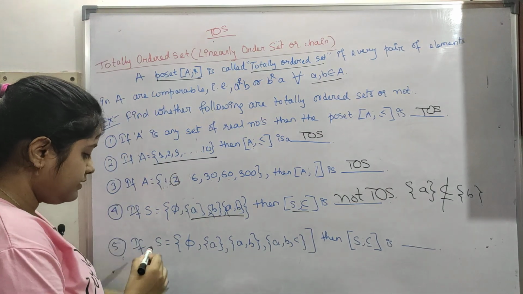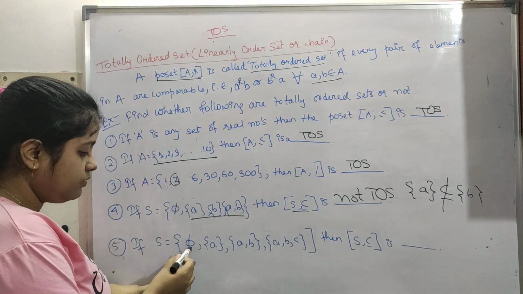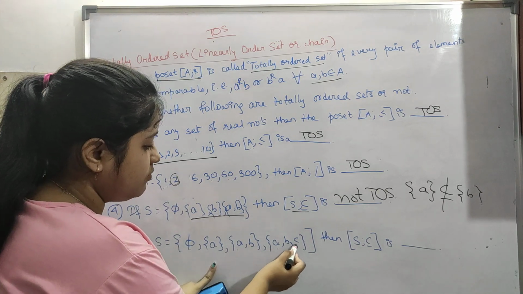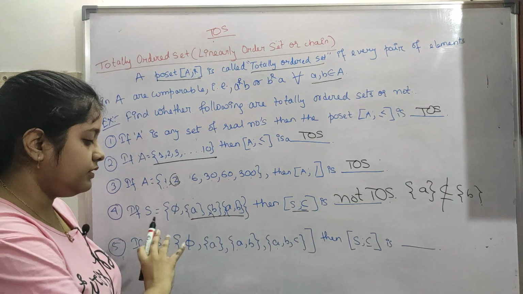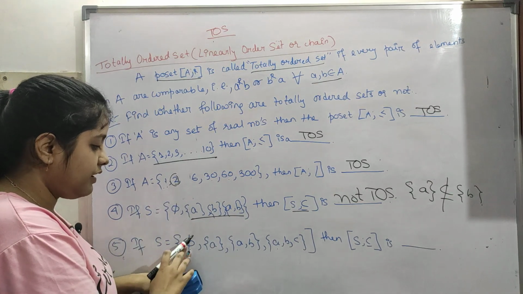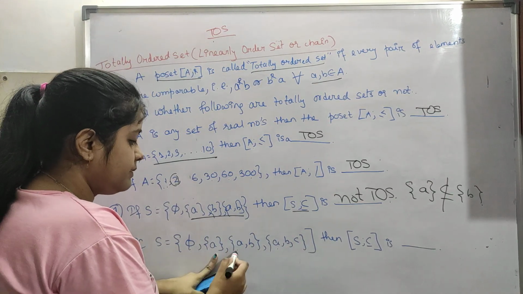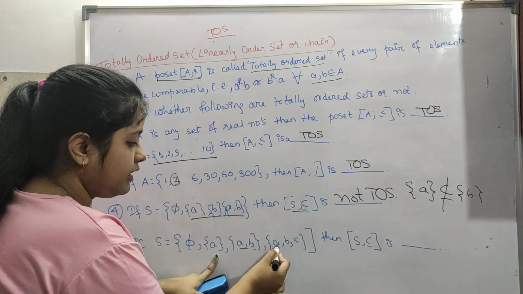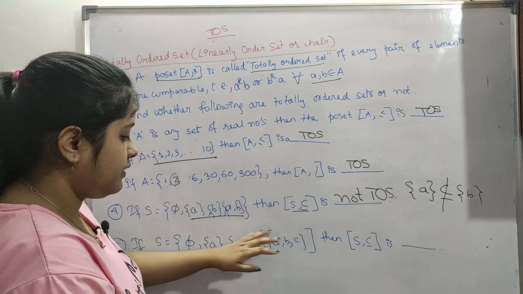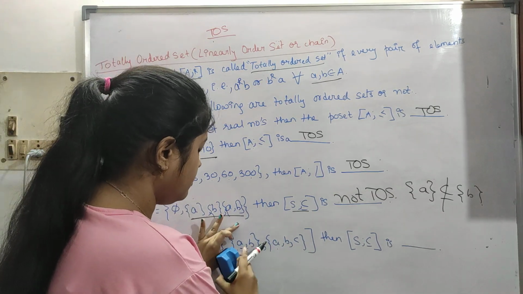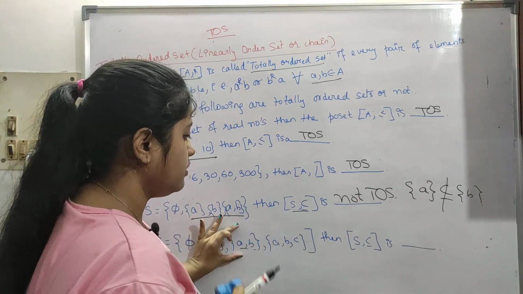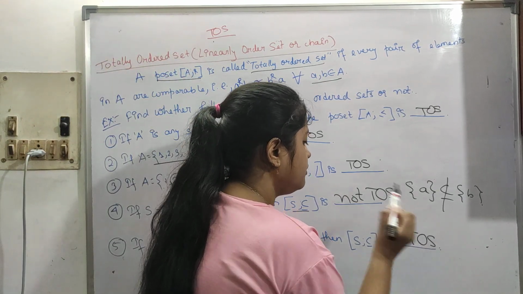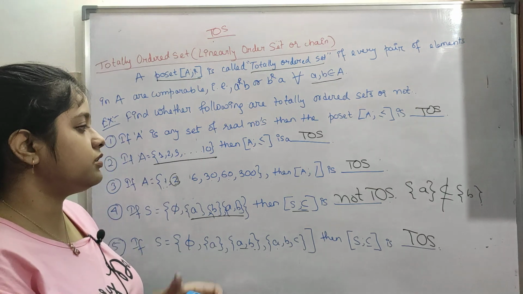Now next, let's say S is the null set, then A, then AB, then ABC. Here phi is a subset of everything, A is a subset of all of these, because they contain A, and AB is a subset of ABC. So this can be a subset of everything, so this is a TOS. I hope you have understood this. This is not much difficult.